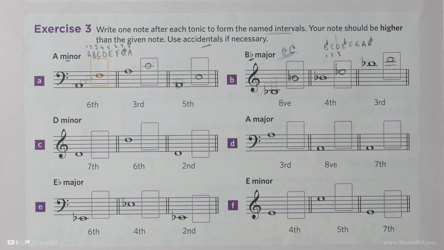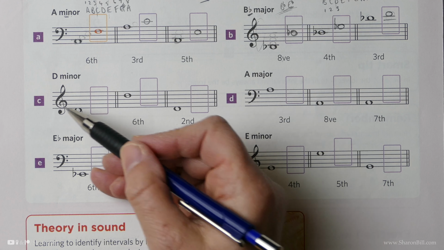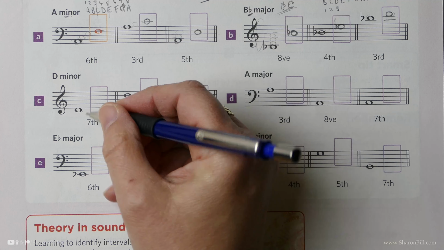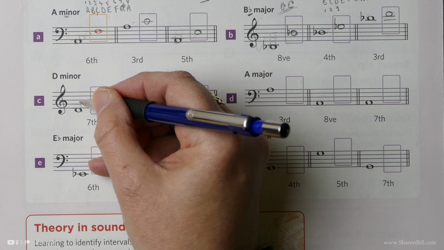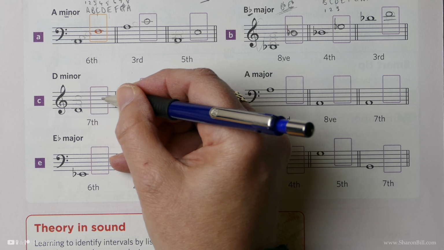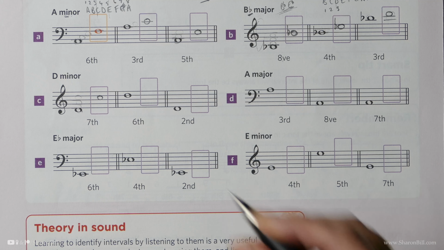Let's move on. Now we get to try the same exercise, but now in D minor, counting up from D as our tonic in the treble clef. So we can just do this in steps. 1, 2, 3, 4, 5, 6, 7, which takes us to a C. However, that's not quite correct yet.